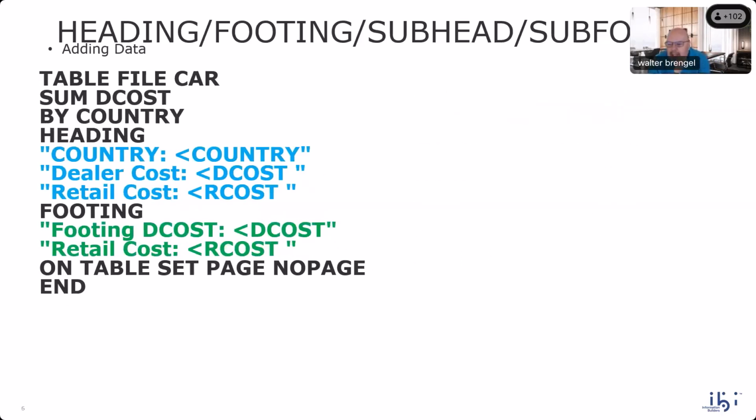So instead of text, I'm saying country. And to identify a field you want to see in the heading or footing or subhead, subfoot, you're going to have a caret in front of it, a less than sign. That identifies it as either a field or a spot marker. And we're going to talk about spot markers in a bit. So in this case, we're looking at fields. We're going to look at the country value, the dealer cost value, and the retail cost value. And in the footing, we're just going to look at the dealer cost and retail cost. Notice I don't have retail cost after my sum.